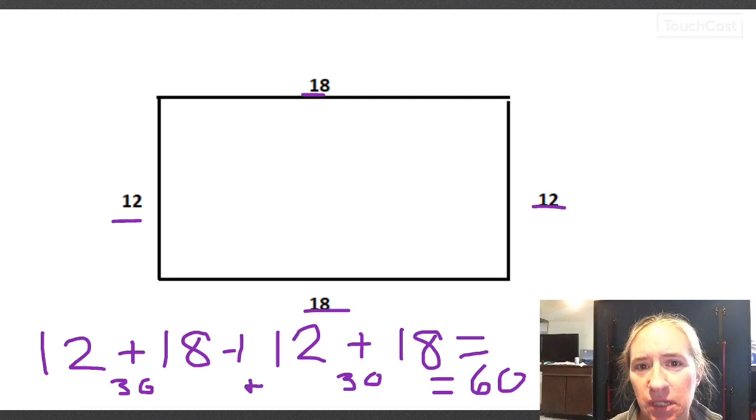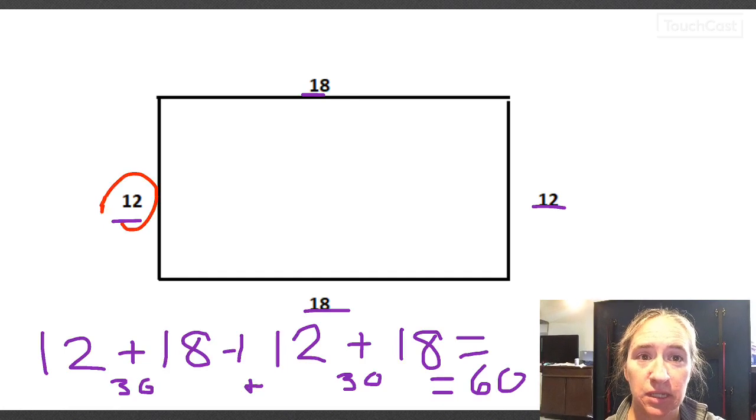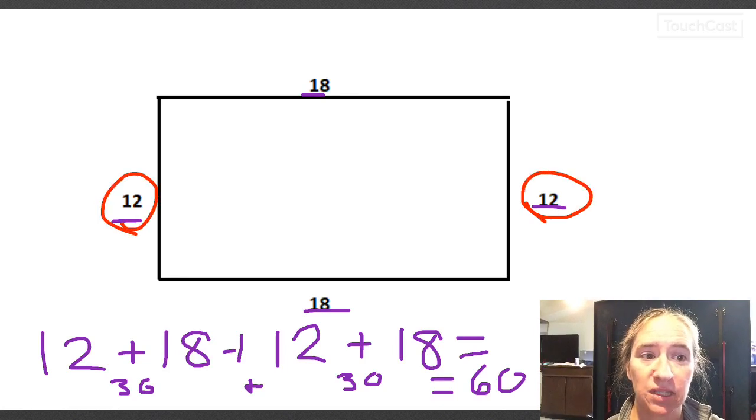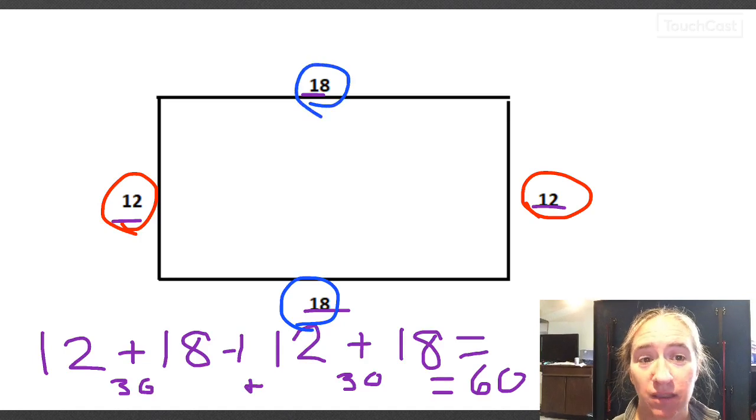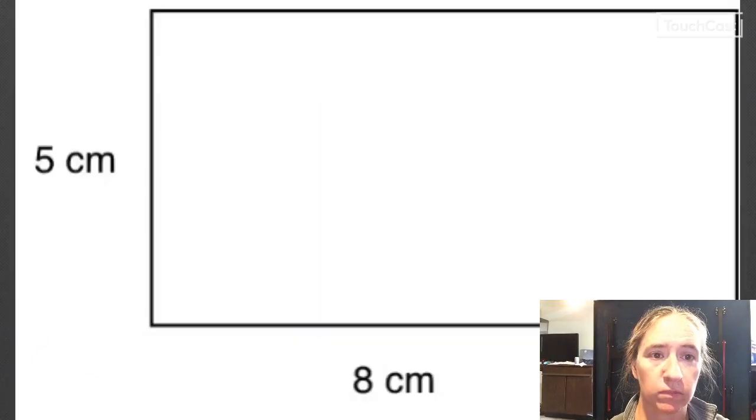But we don't know 60 what. The unit wasn't given. So this isn't a very complete perimeter, but it shows you how we found that. But I do want you to notice that the opposite sides are the same length as each other. That's part of what makes this shape a rectangle.